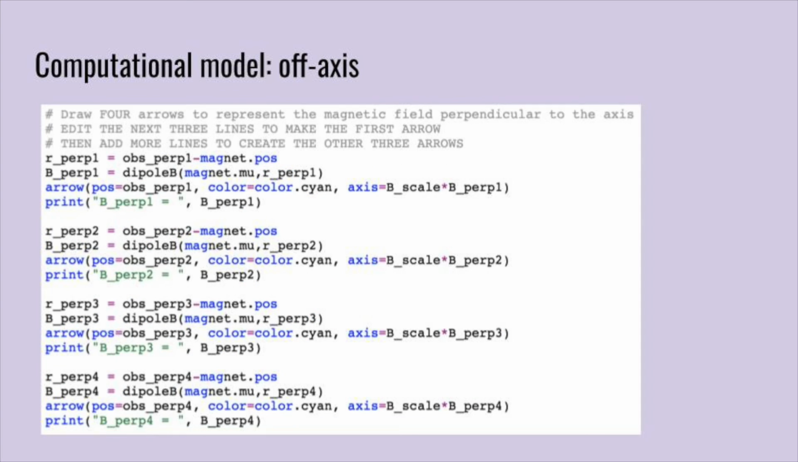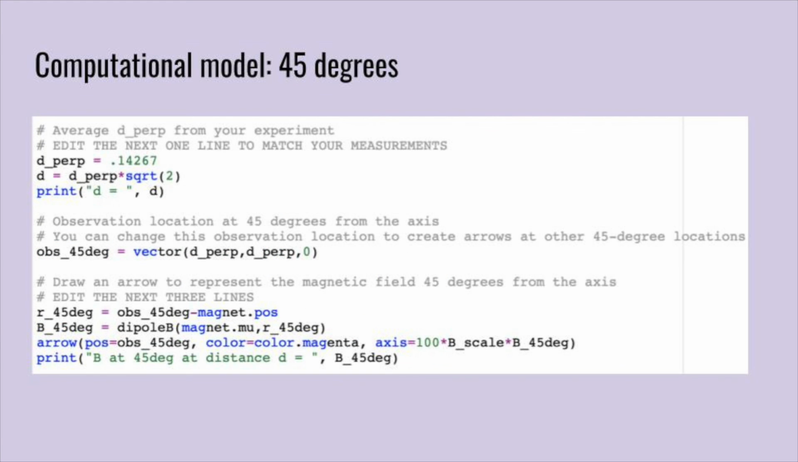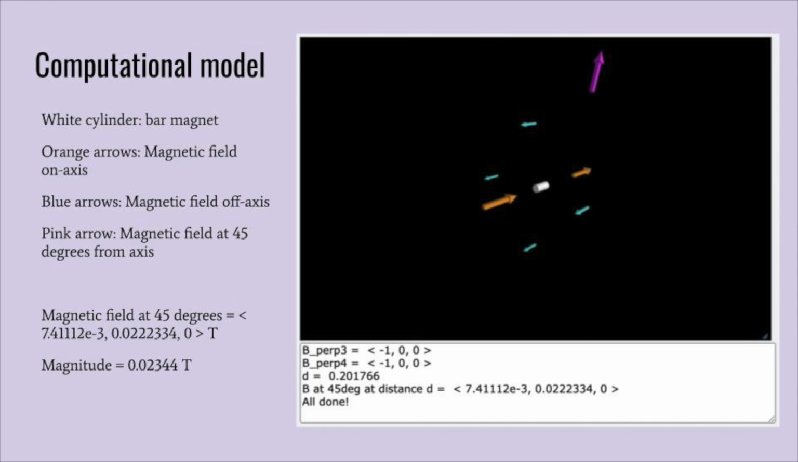First, I used a function to calculate the magnetic field vector. I then created 6 different observation locations from which to measure the magnetic field. After running the code, the model above was produced. The white cylinder represents the bar magnet, the orange arrows represent the magnetic field on axis, the blue arrows represent the magnetic field off axis, and the pink arrow represents the field at 45 degrees from axis.